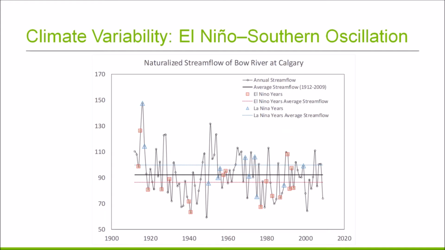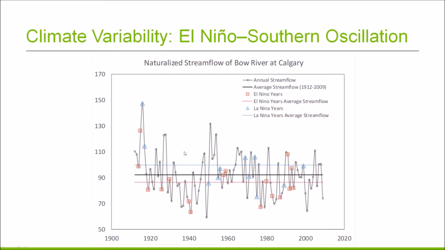Now, this is just to give you an example of how El Nino and La Nina can affect our stream flow. So this is Bow River at Calgary. These are the mean annual flows, you can see. And then what I did, I found out which years are El Nino years and which years are La Nina years.